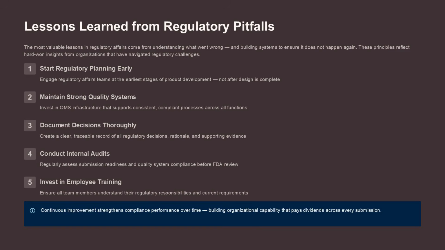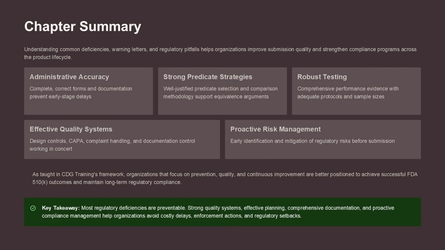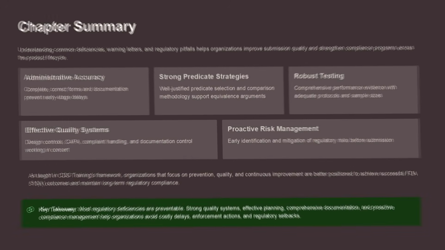Learning from regulatory pitfalls involves starting planning early, maintaining quality systems, and investing in employee training. Continuous improvement strengthens compliance over time. Understanding common deficiencies and regulatory pitfalls helps organizations improve submission quality and strengthen compliance programs. This chapter summary reinforces the importance of proactive strategies.